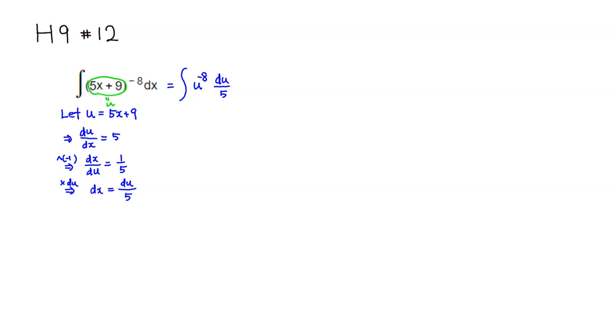Since you have a constant 1 over 5, that's just a constant multiple, so I'm going to kick it outside of the integral. I'm going to put the 1 over 5 in front. Then we have u to the negative 8 du. This is just the power rule, so applying the power rule.